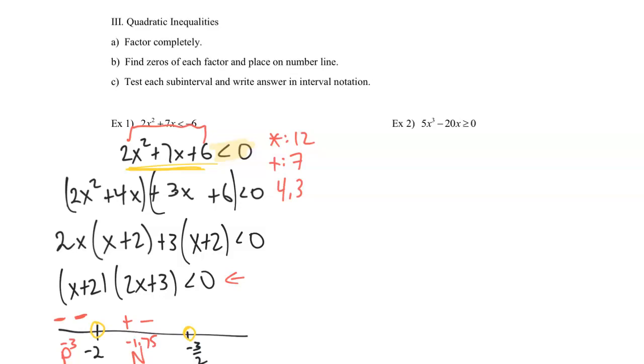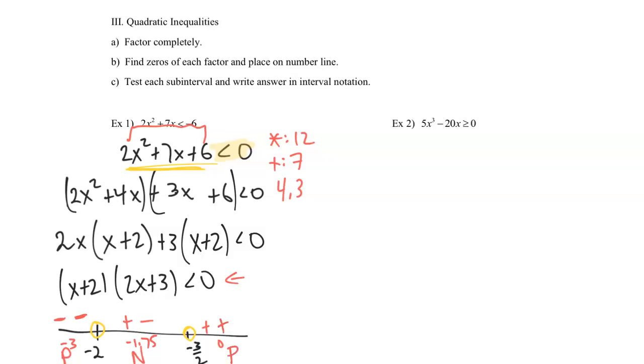Now, for the last section from negative 3 halves until infinity, there are a lot of numbers that you could plug in. 0 is a really easy choice, and so I'm going to plug in 0 for x into both of these. 0 plus 2 is going to give me positive, and 2 times 0 plus 3 is going to give me a positive as well, and so that's going to give me positive.